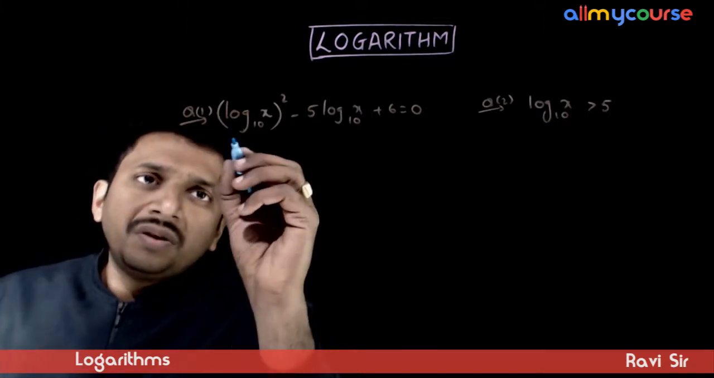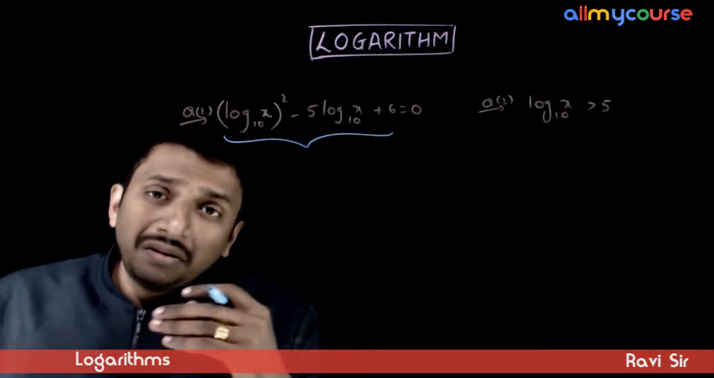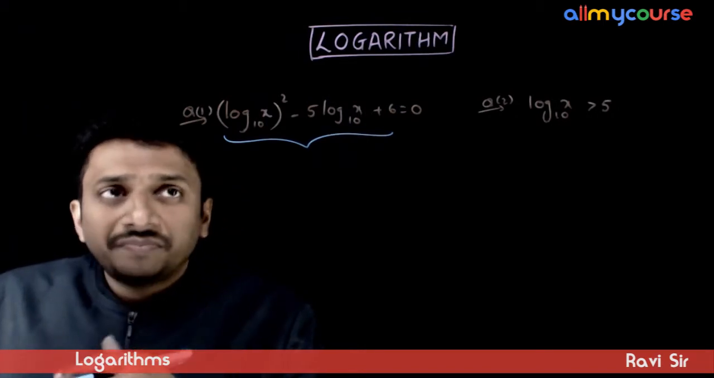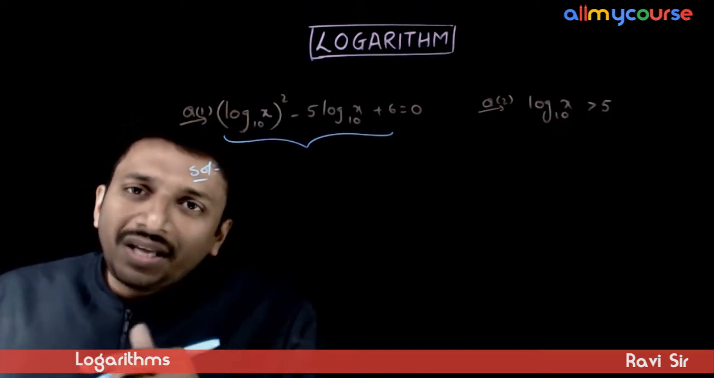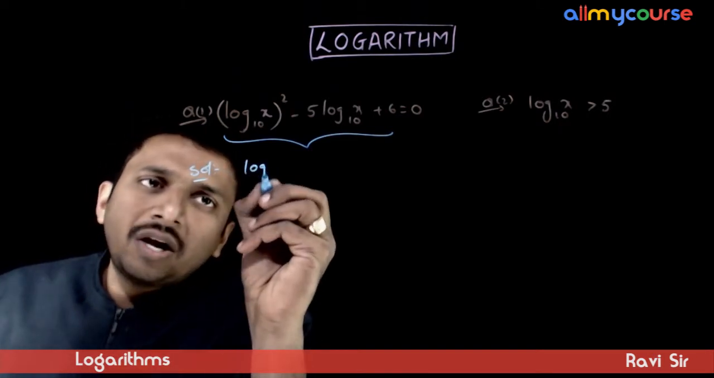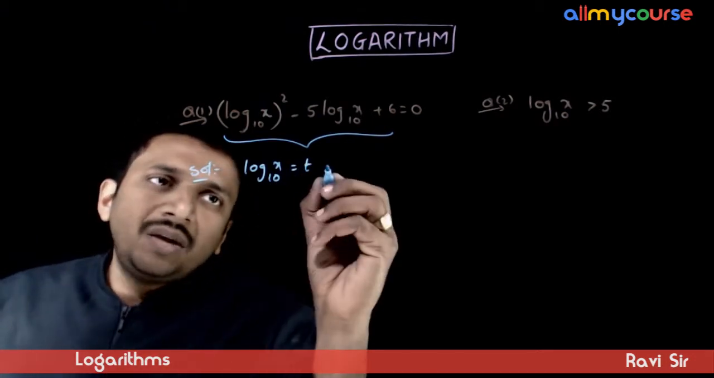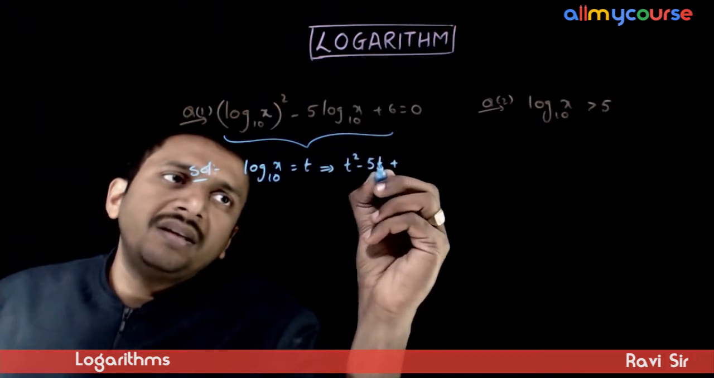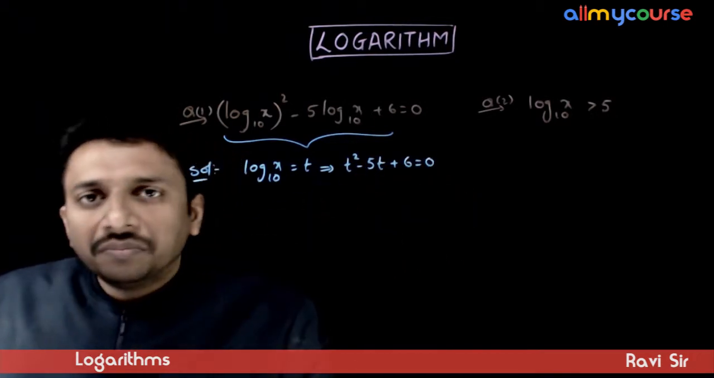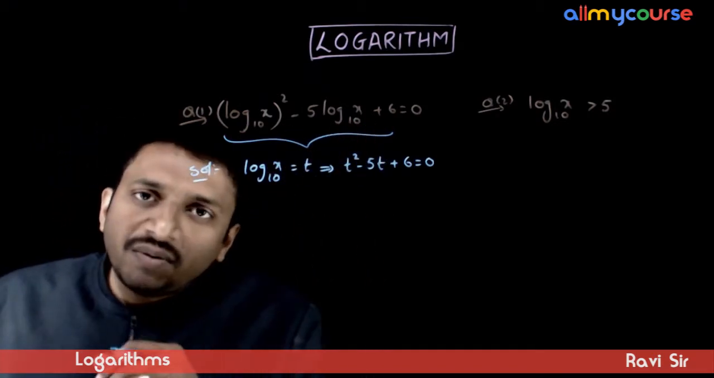So in this question, you're given a quadratic equation in terms of log x. We have to solve this equation. So first, this is a quadratic equation. Let us say log x to the base 10 is equal to t. So what does this equation become? This equation becomes t square minus 5t plus 6 is equal to 0.